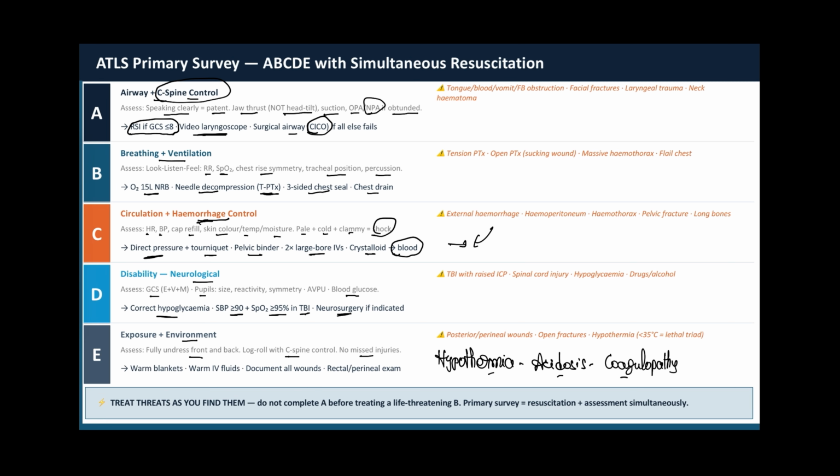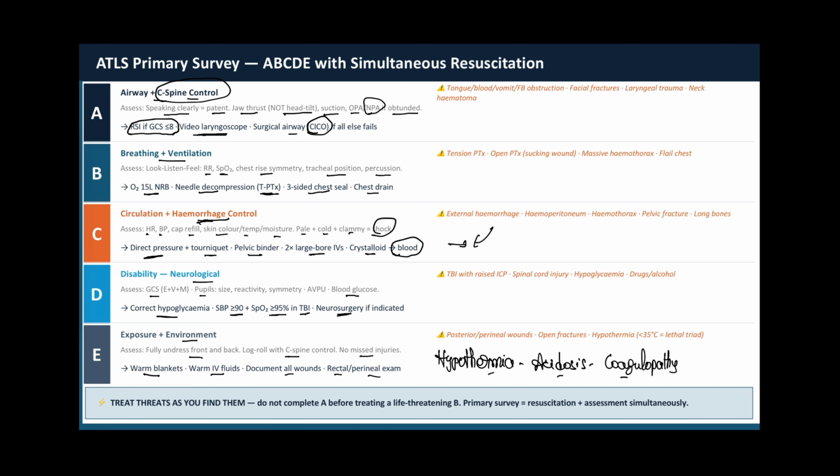Okay. What will you do if the patient is developing hypothermia? Give the patient warm blankets, infuse warm IV fluids, and during the exposure, document all the injuries. At the end, don't forget to do the rectal or perineal examination.